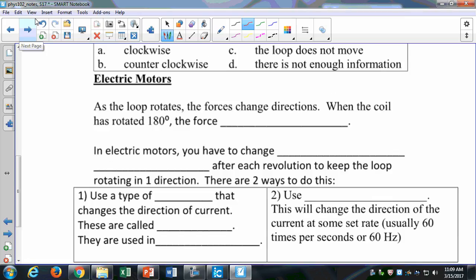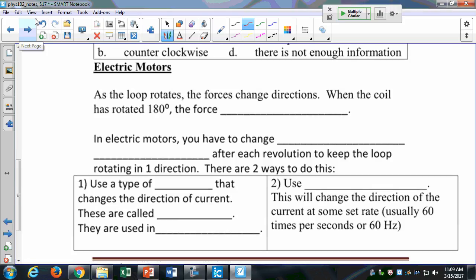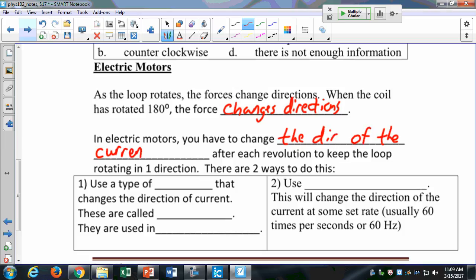And so, as the loop rotates, the force changes direction. And when the coil is rotated 180 degrees, the force changes directions as well. In electric motors, then, you have to change the direction of the current after each revolution to keep the loop rotating in one direction.